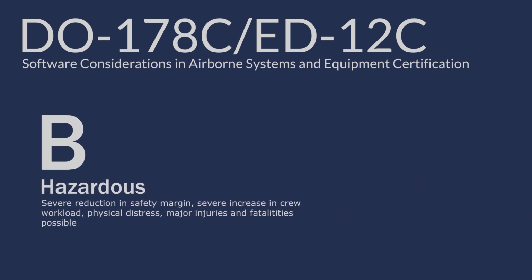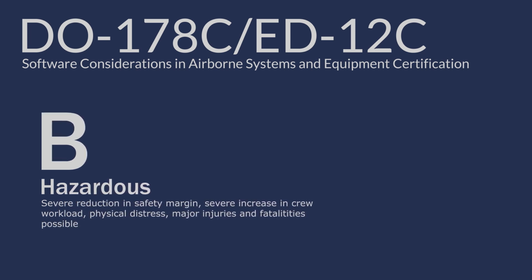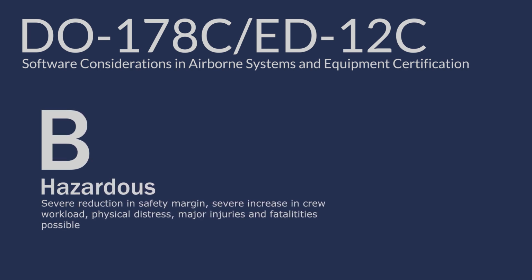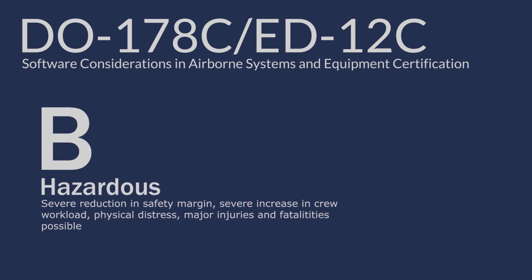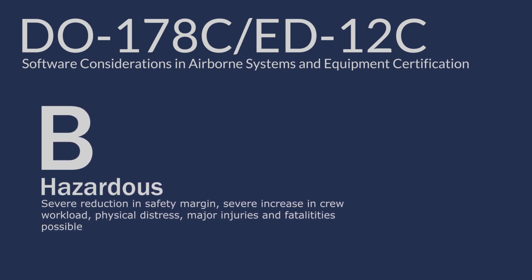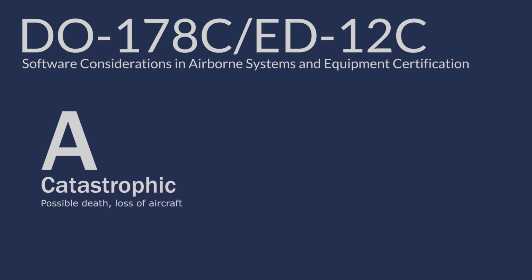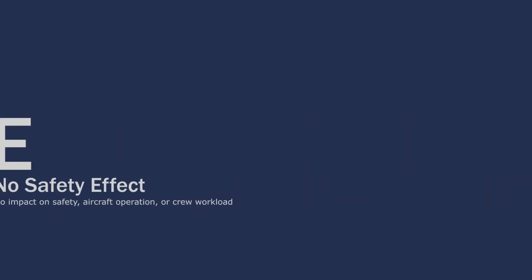Failure of a Level B system can have a large impact on safety or performance, significantly stresses the crew, and could possibly cause serious or fatal injuries. The pilot's primary flight display is a good example of a device that has to be certified to Level B. The most critical is Level A. A failure of a Level A system may result in a crash of the aircraft and possibly loss of life. Flight control systems and engine control systems are examples of systems that must be certified to Level A.